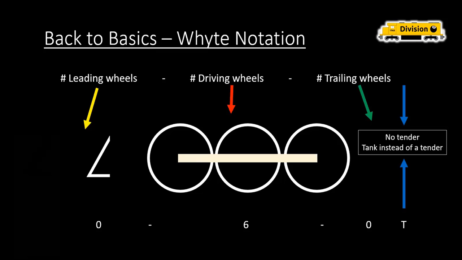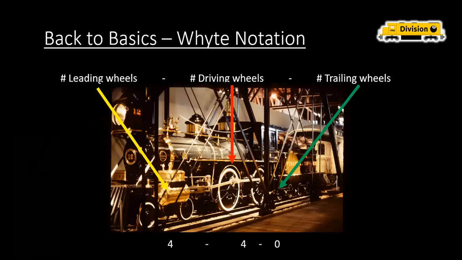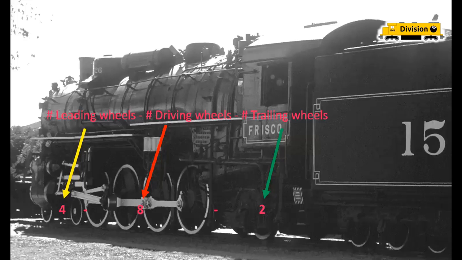Okay? What if there's no tender? It has a tank instead of a tender. Then it's a T for tank. So this would be an 060T. Again, pretty easy, as long as you know the basics. This little beastie that's sitting out in Sacramento, California, in the California Railroad Museum, I took a photo of years ago, is a basic 440. We got 4 leading wheels, 4 driving wheels, no trailing wheels.